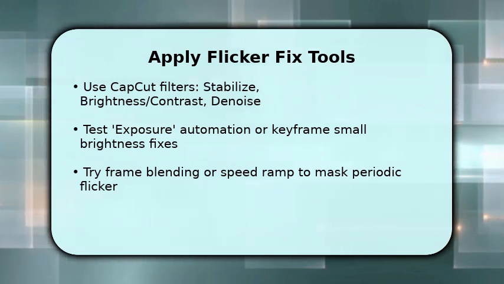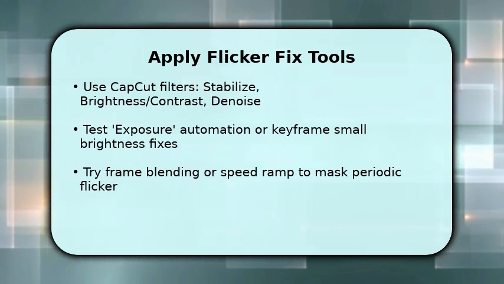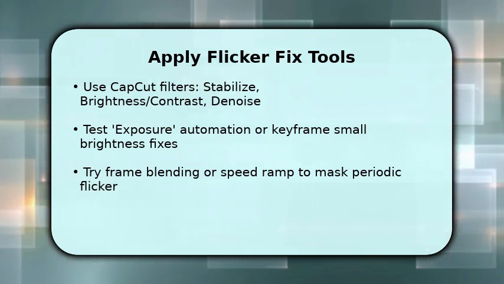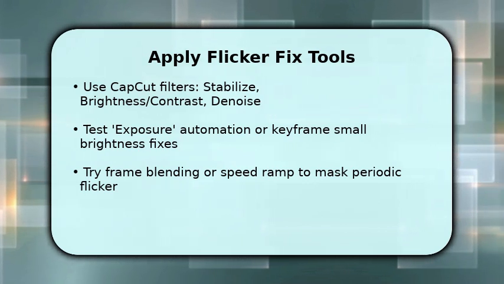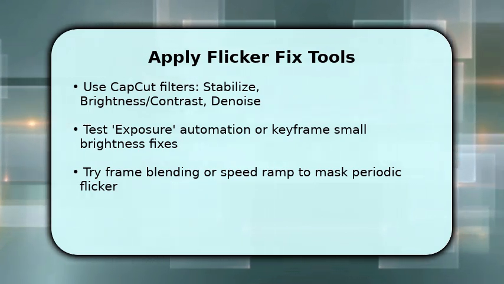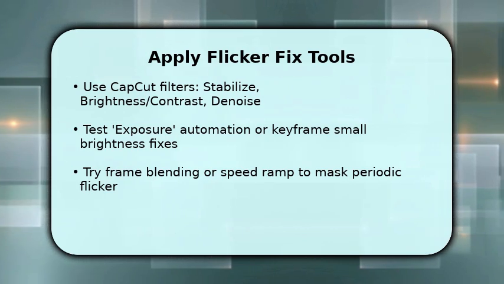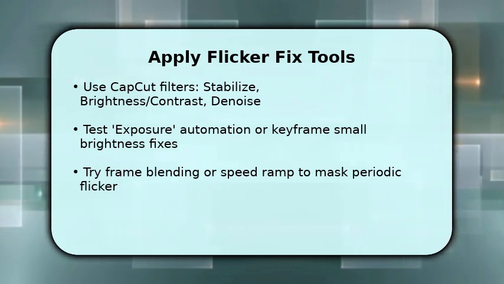When flicker repeats per frame, try frame blending or a tiny speed ramp. That mixes frames and reduces visible jumpiness. Keep toggling the duplicate track on and off so you can compare and choose the least destructive fix.